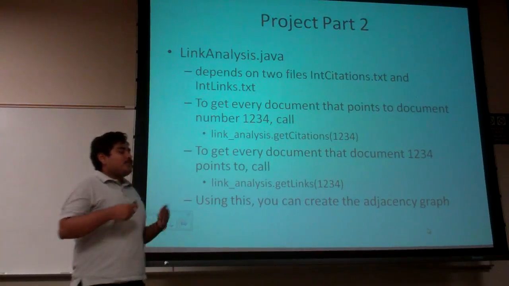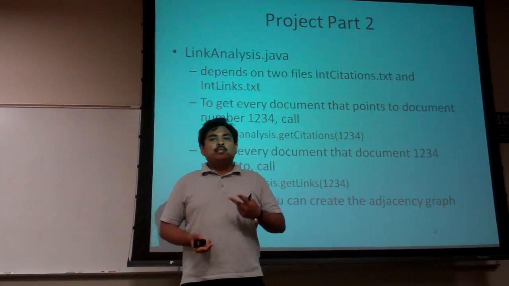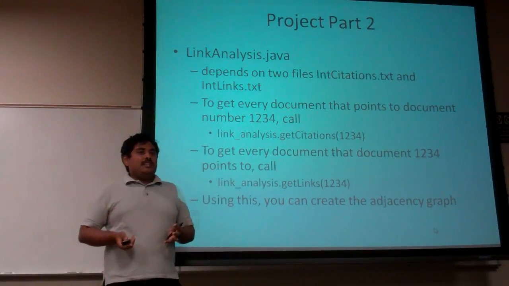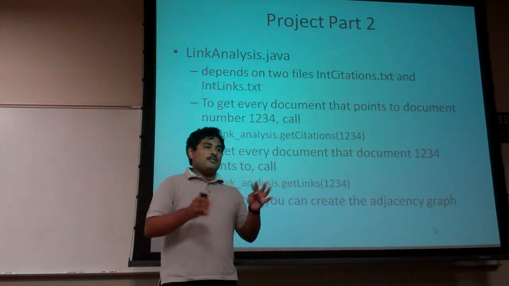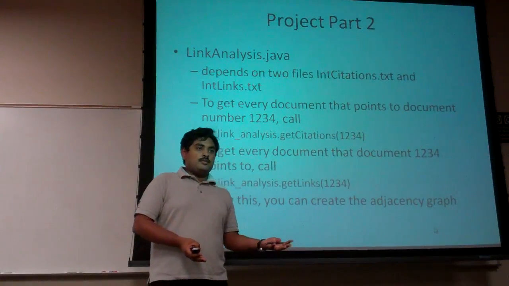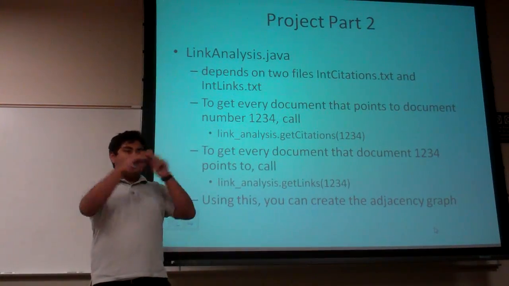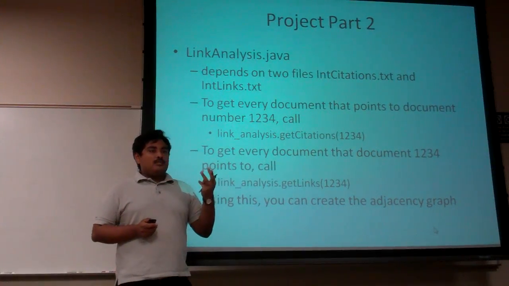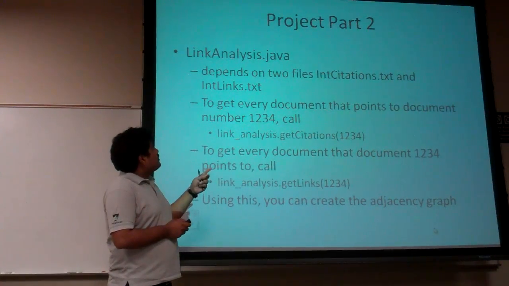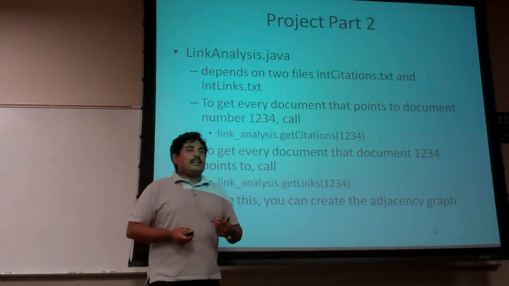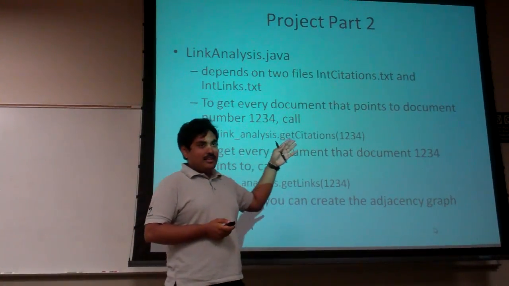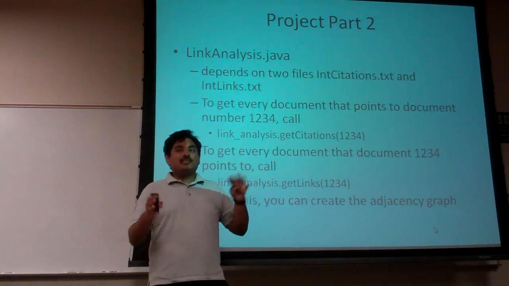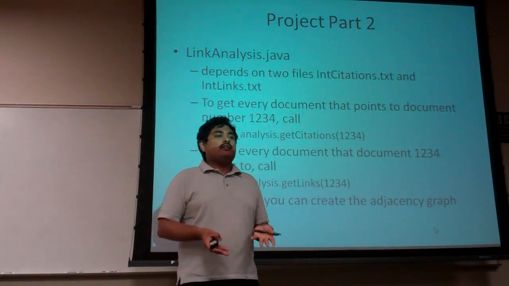So, in project part 2, you are required to do two things. One is authorities and hubs, the other is PageRank. For both of these, you need to know the link structure of the pages that you indexed. Right? You need to know which page points to what other page. So, what we have done is we have given you 3 files. One is linkanalysis.java, and then it depends on 2 files: int citations.txt and int links.txt.